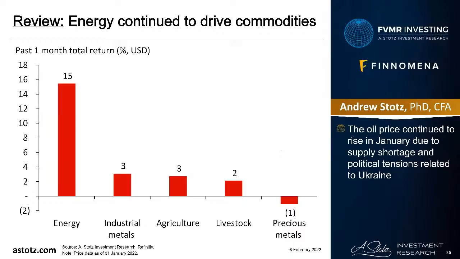The oil price continued to rise in January due to supply shortage and political tensions related to Ukraine. The West Texas Intermediate oil closed January at $88 per barrel. Wow, we're almost about to hit $90 per barrel, and pretty soon we could be at $100 per barrel. That's an amazing number when you think about the peak of the 2008 crisis was something like $130, $150 per barrel. So we are really up there as far as energy prices. And I think it can continue.